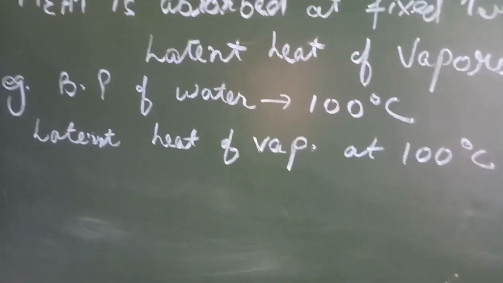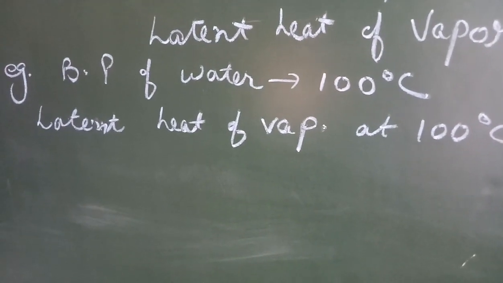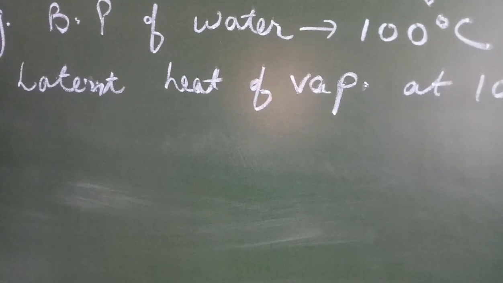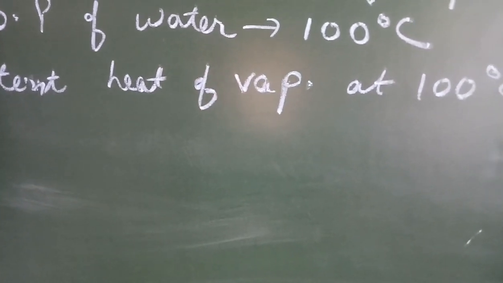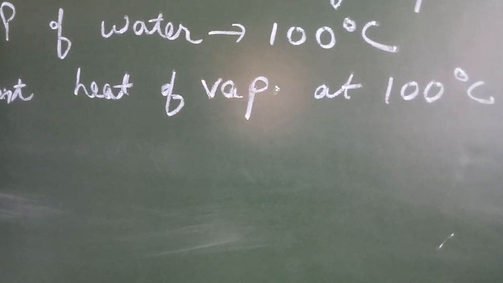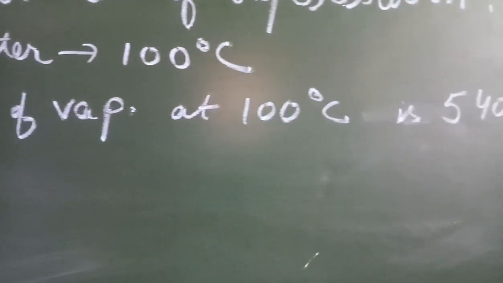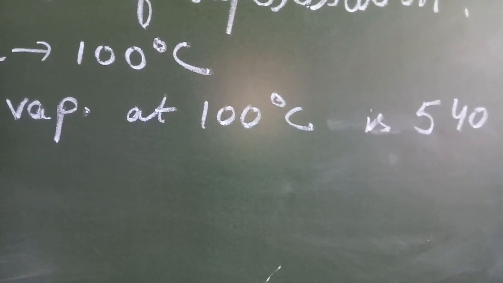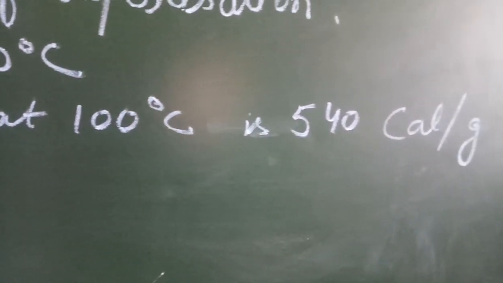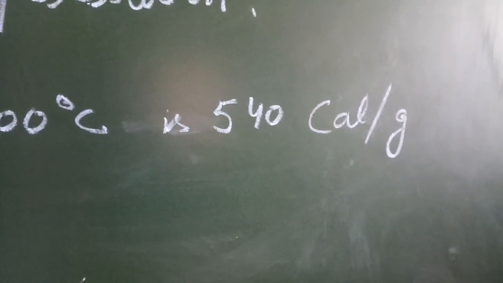For example, boiling point of water is 100 degrees Celsius, and latent heat, that is the heat absorbed by the liquid to convert into gaseous state at a fixed boiling point, that is at 100 degrees Celsius, is 540 calorie per gram.